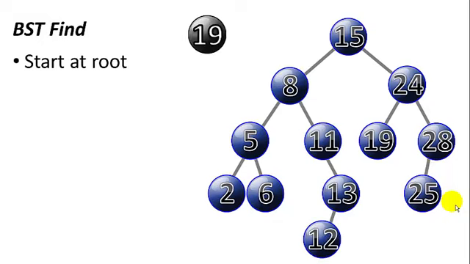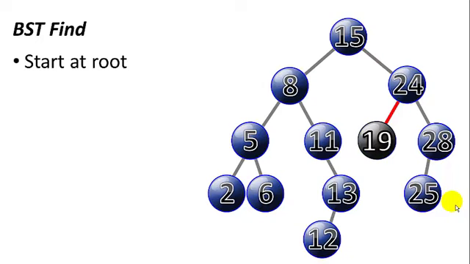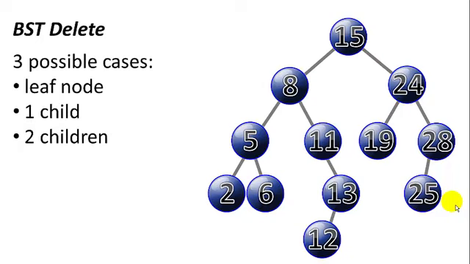For the binary search tree find operation, we also start at the root. Let's say we want to find node 19. Our first comparison is: is 19 less than 15? No, it is not, so we take the right subtree. Is 19 less than 24? Yes, it is, and there we found 19 already. So the find operation is pretty simple.